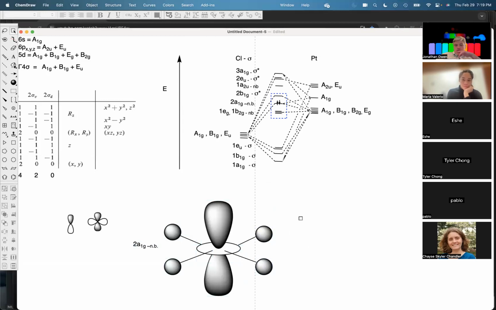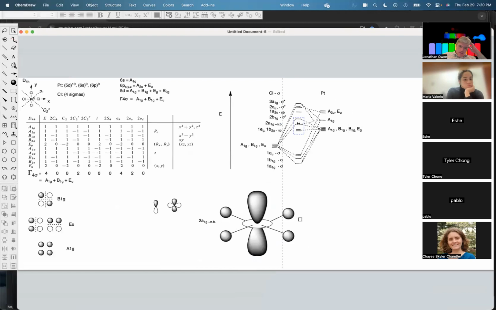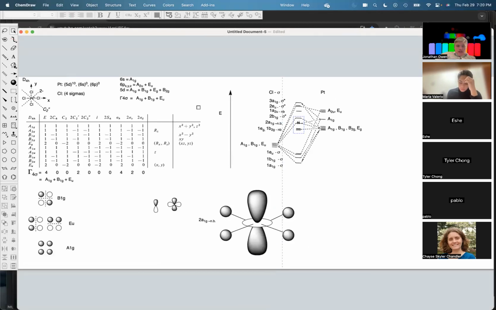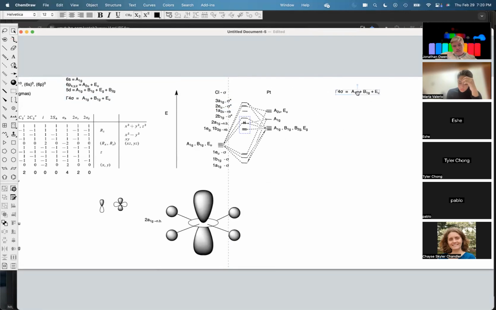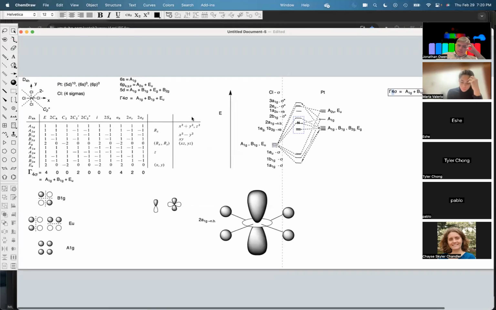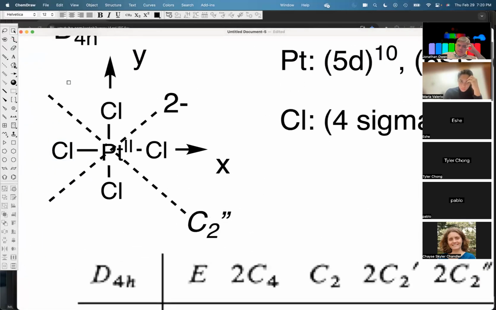Okay. All right. Let's do pi effects. And I'm not going to go through and do this whole thing because it's now 7:20. But let's ask, how do we do pi effects? How many pi orbitals are there? There's 3 d orbitals that could do pi bonding on the platinum. Yeah. Very good.